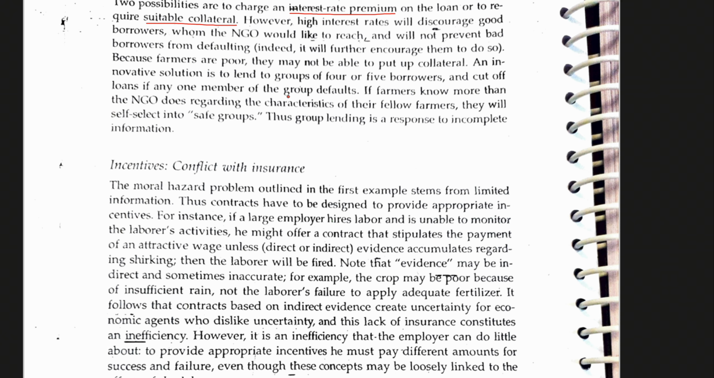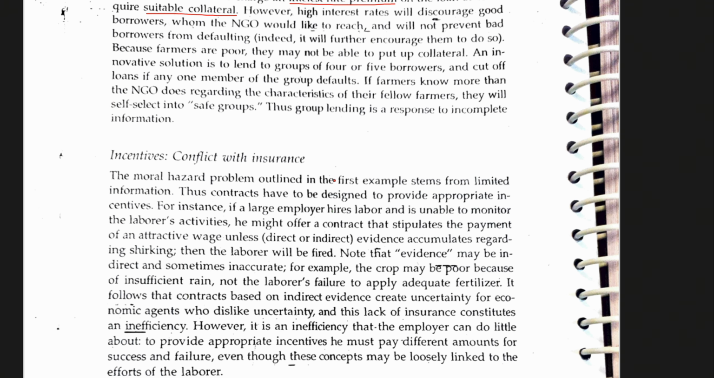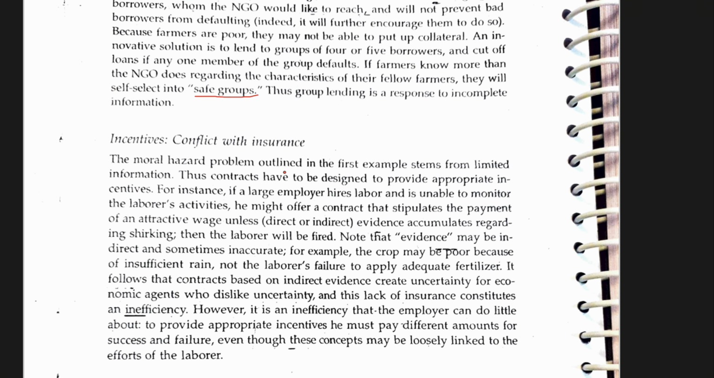So you are lending to 4 or 5 borrowers, and then you cut off the loan entirely if even one of the members defaults. If farmers know more than the NGO does regarding the characteristics of their fellow farmers, they will self-select into safe groups. So what you're actually doing is asking the people to choose for themselves.